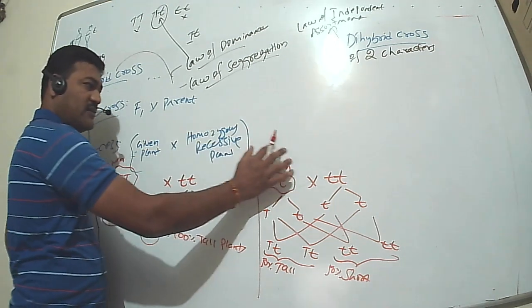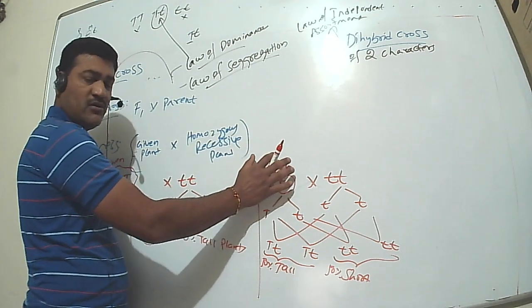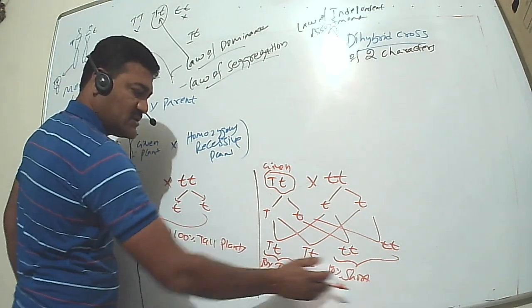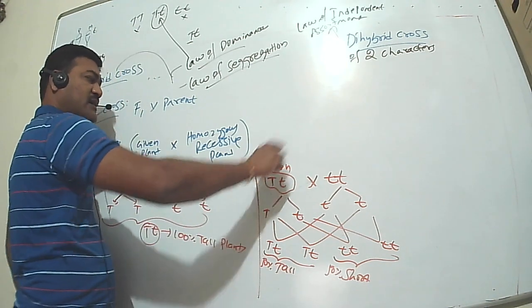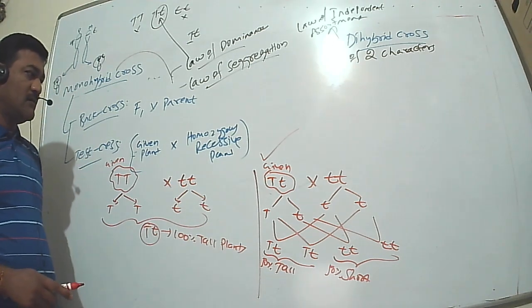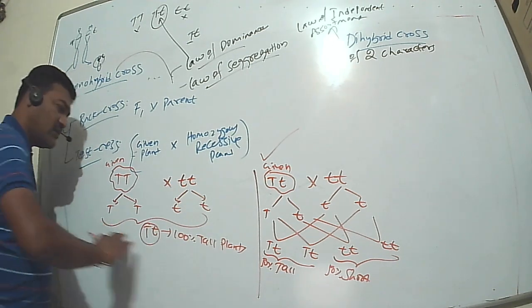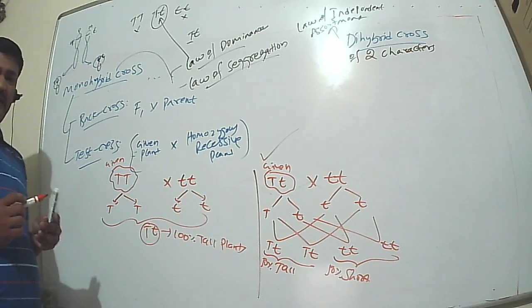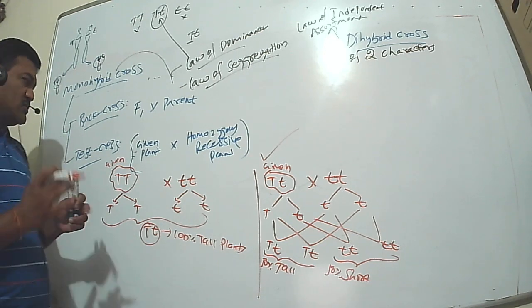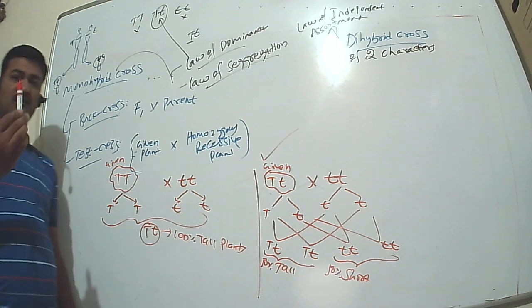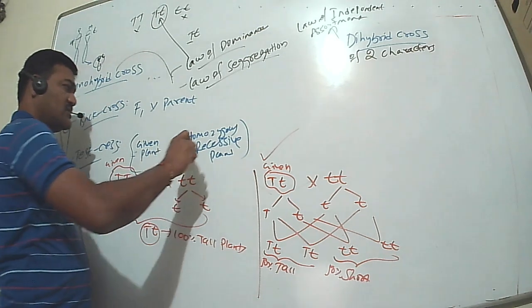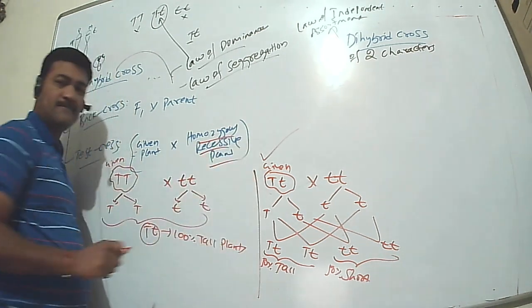So if a given plant whose genotype I don't know is crossed with a homozygous recessive plant, and I get 50% tall and 50% short, then that should be a heterozygous plant. If I get all tall plants, it's a homozygous tall plant. Is this clear? So that's a test cross. You're testing the genotype of a given plant. The logic is just cross it with a homozygous recessive plant.